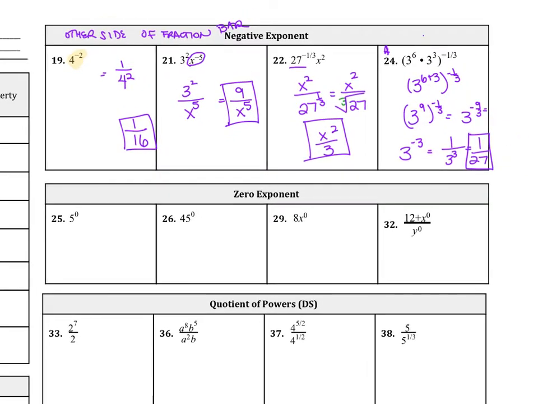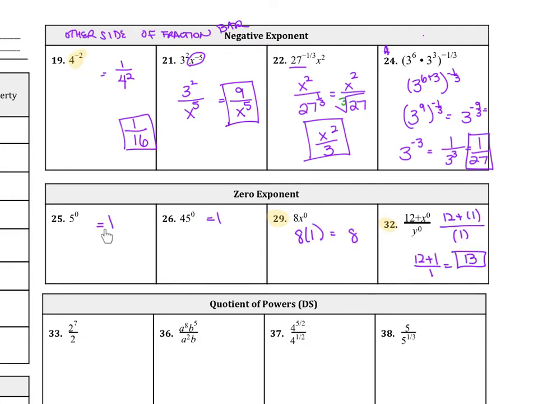Now for the 0 exponent, try these examples out. Remember, anything raised to the 0 power is 1, but you need to be careful. When you do some operations, you might need some parentheses. Just to give you a hint, number 29 is not 1, and number 32 is also not 1. Those will be a little tricky. Pause the video and try these out.